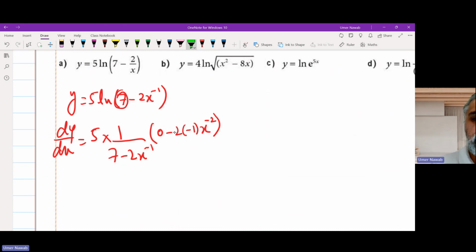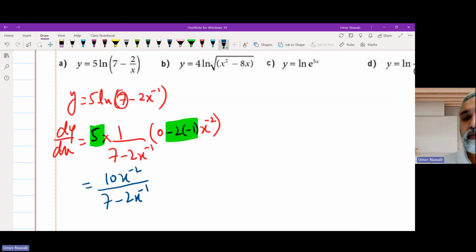This is 2 and this is 5, so it is 10. I'm going to write here 10 x raised power minus 2 over 7 minus 2 raised power x minus 1. I can simplify it furthermore, but no need to simplify it.